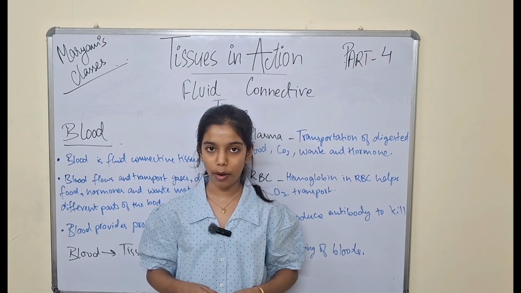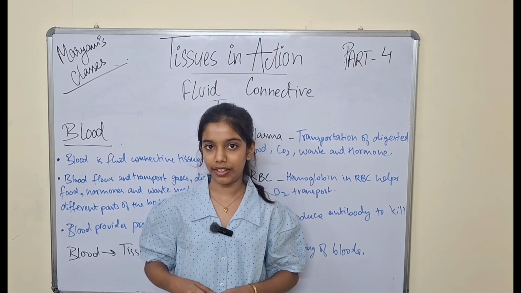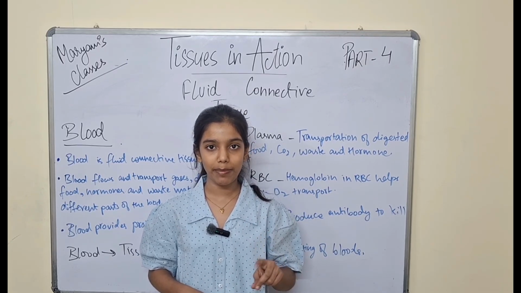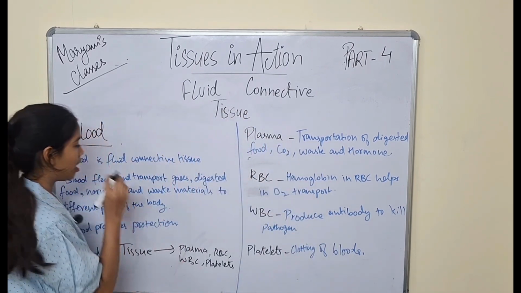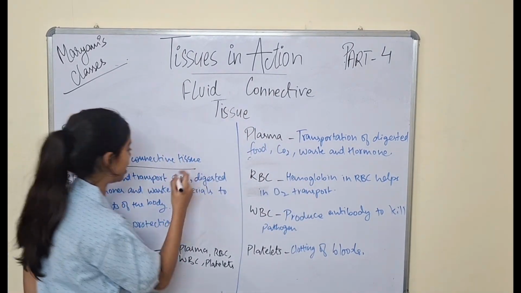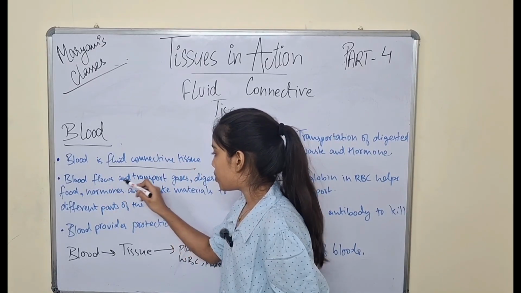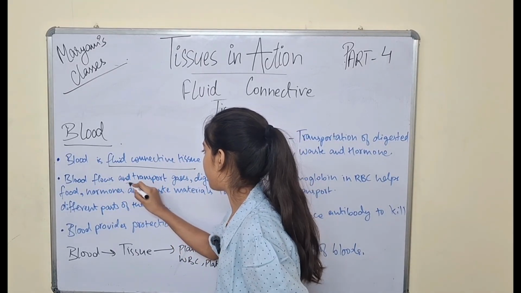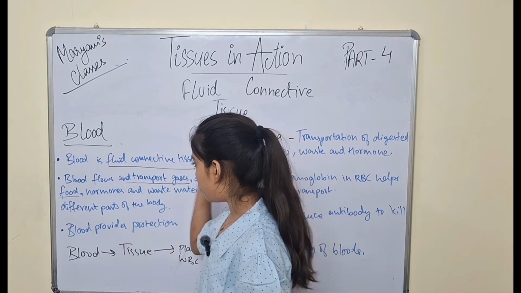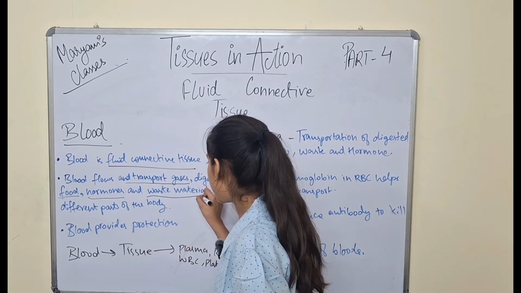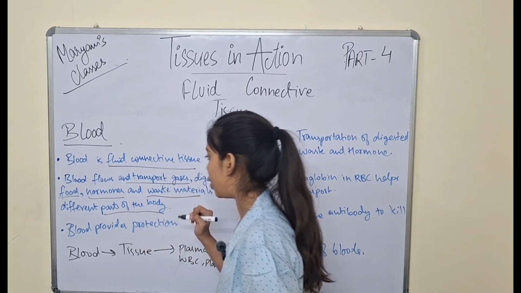Let's begin our next topic, that is fluid connective tissue. There is only one type of fluid connective tissue, that is blood. So blood is a fluid connective tissue. Blood flows and transports gases. It also transports digested food, hormones and waste material to the different parts of the body.